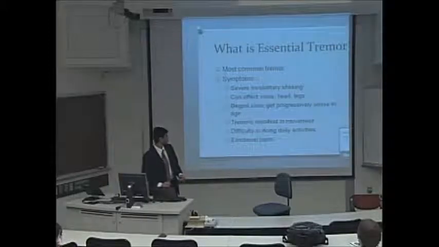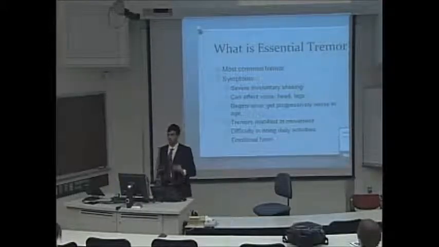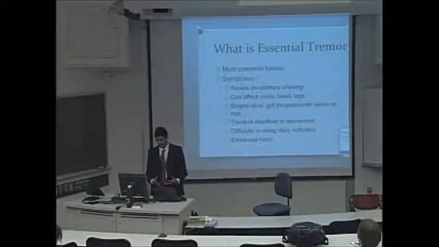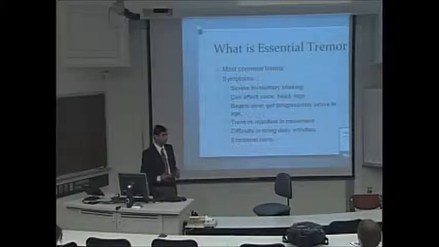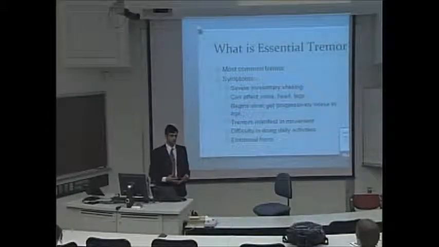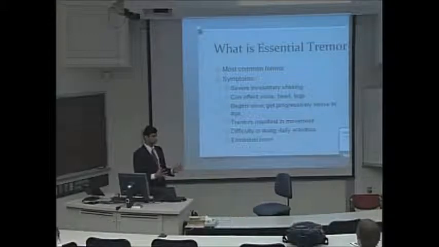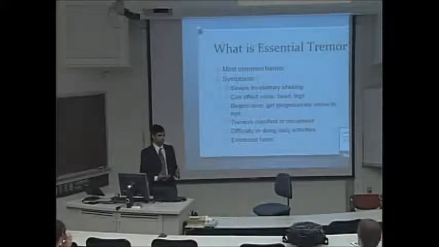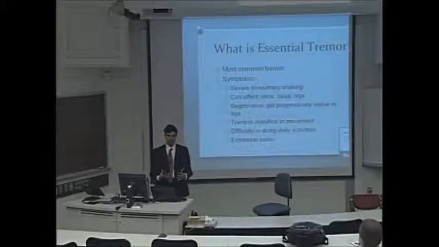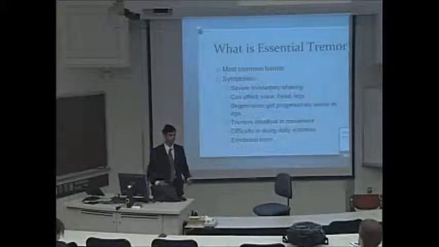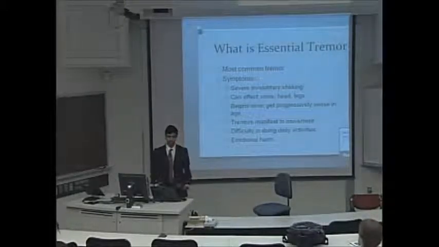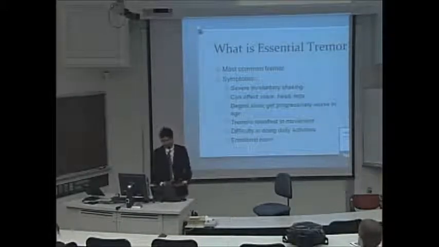So essential tremor is the most common tremor. It's actually 10 times as common as Parkinson's. What are the differences between essential tremor and Parkinson's? Parkinson's you see a lot when people are more at rest, when their hands are at bay. While essential tremor, you see that more while people are active and engaged in their daily activities.